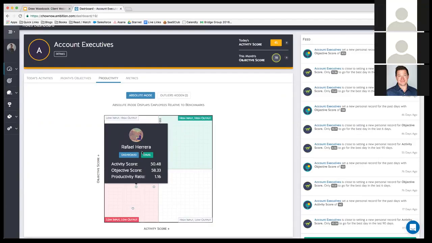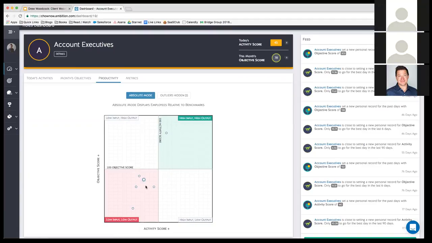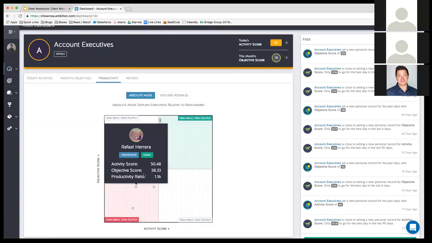So here, Raphael has an activity score of 50, which is a little bit low, and an objective score of 58. Being halfway through the month, that's okay, but this tells me he needs to pick up his activity. His objective's pretty good. He's on pace to hit his goal if he's at 58 halfway through the month, but his activity is low. So I talked about, if we can get that activity up and you keep your conversion rates and win rates where they are, you could have an even better month as far as production.